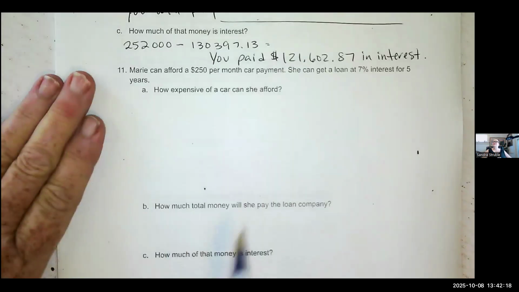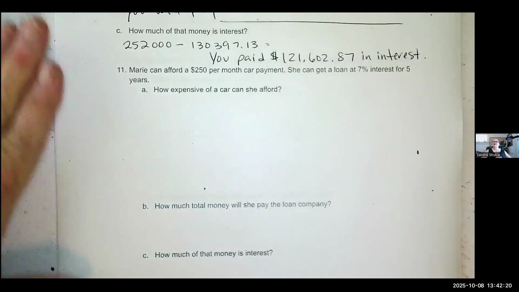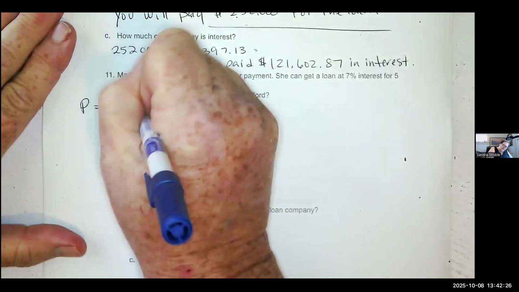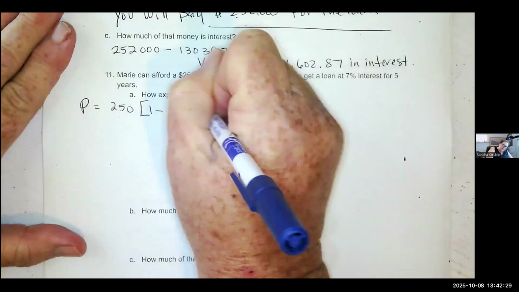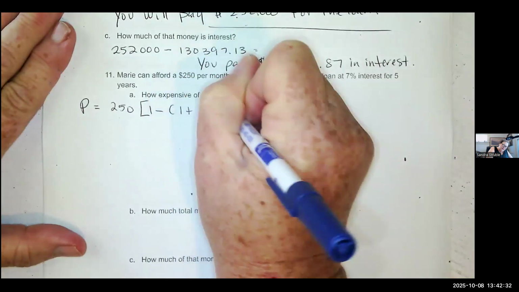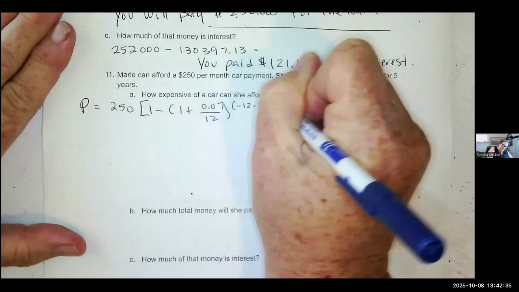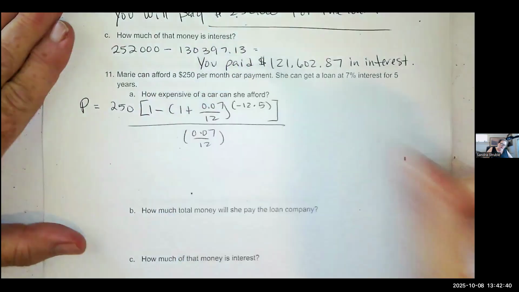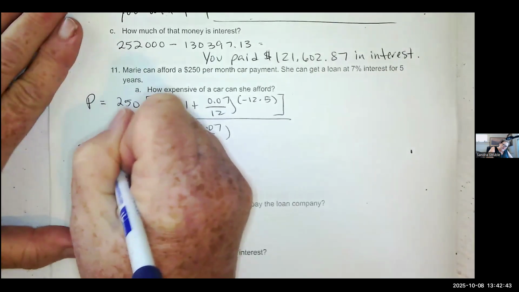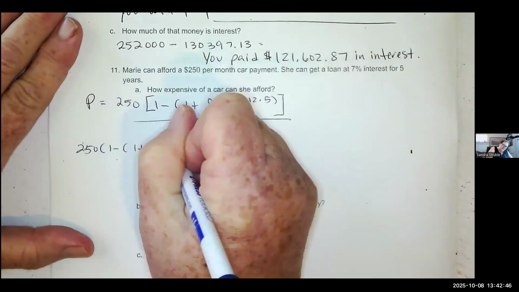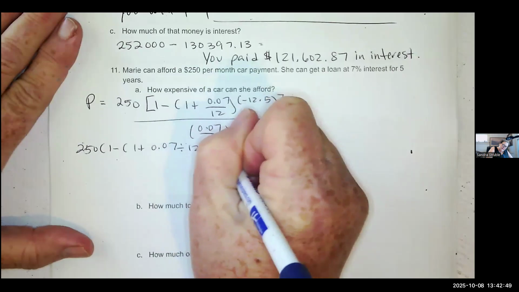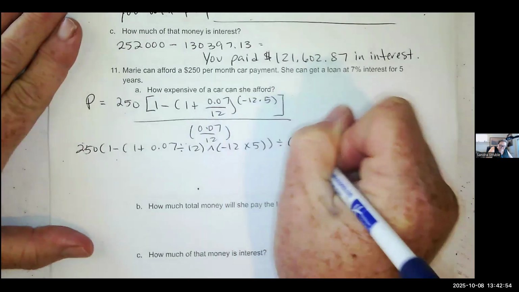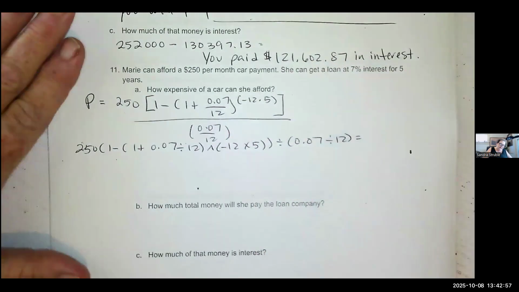Also figure out the total money that she paid for the loan and how much of that she paid was interest. All right, so 250. Interest rate is 7%. Monthly payments, of course, for 5 years. All right, on the calculator. All right, let's do this together.